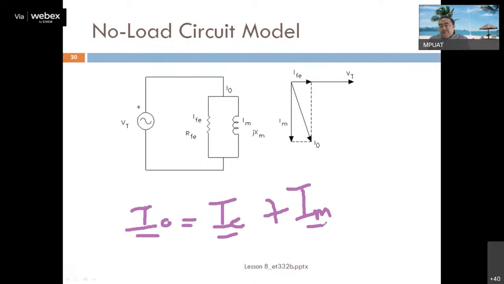I_m phasor. A very important formula. Is it clear? It is a phasor sum, not a simple addition. That is, the no load current is the phasor sum of the core loss current and the magnetizing current.